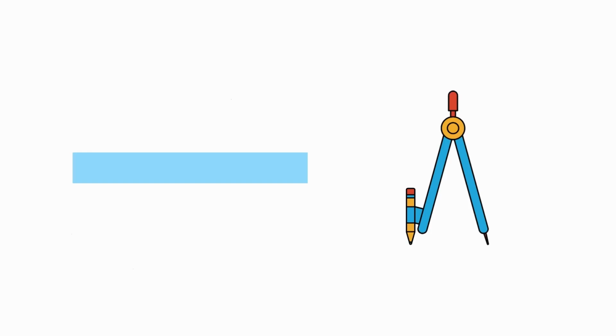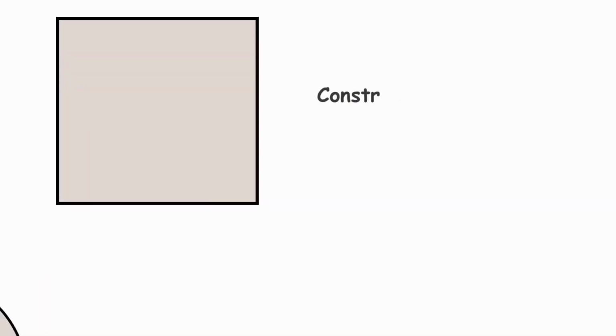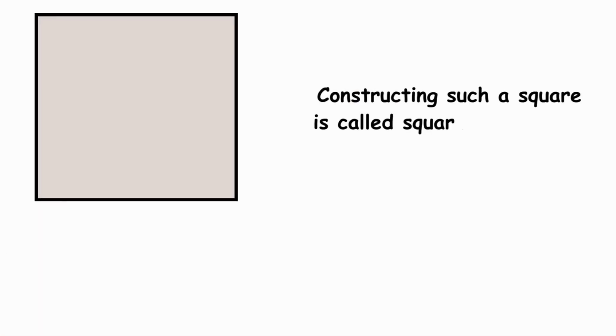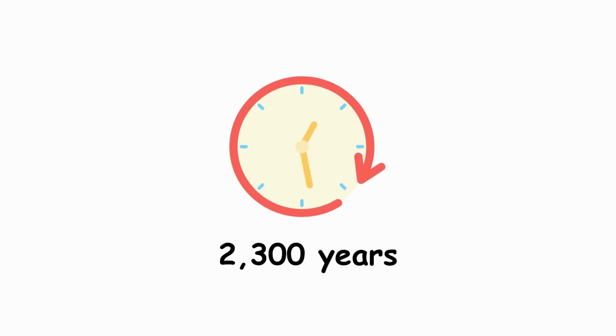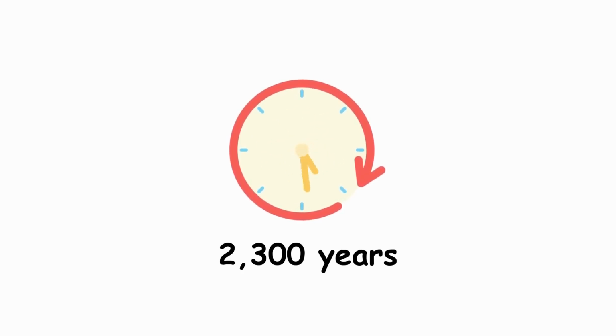Now suppose that you already have a circle drawn on the paper. With only straight edge and compass, can you draw a square enclosing the same area as the circle? Constructing such a square is called squaring the circle, first considered by Greek philosopher Anaxagoras, who lived in the 5th century BC. Solutions evaded mathematicians for 2,300 years.